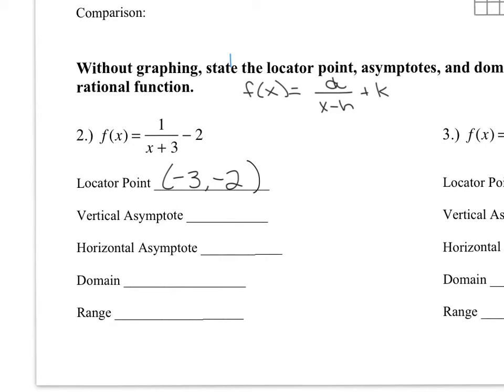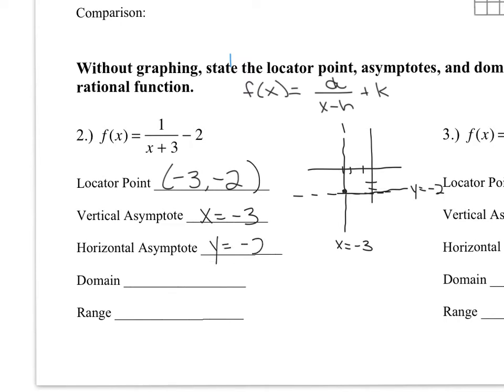Now, you can make a little sketch of that. Negative 3, negative 2 is right here. That's your locator point. If you drew a vertical line right there, that's the vertical asymptote, x equals negative 3. And the horizontal asymptote goes right through that locator point also. And that would be y equals negative 2. Make sure that when you write your asymptotes that you write them as equations of lines. It is a line, so you need to write them x equals, y equals. If not, they're not going to be correct.